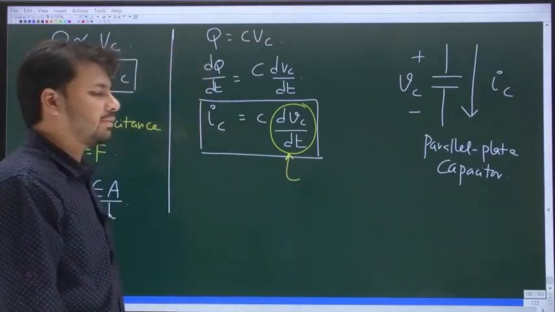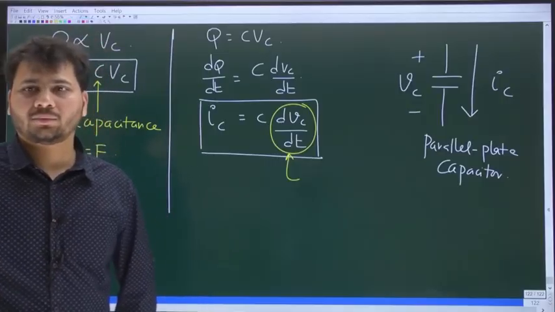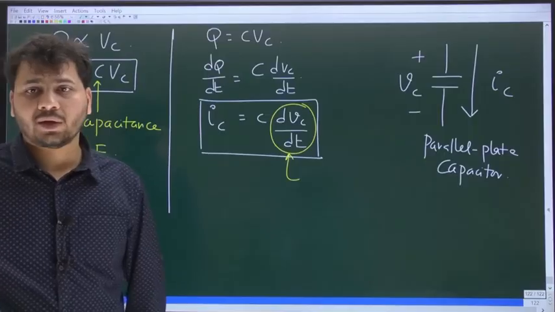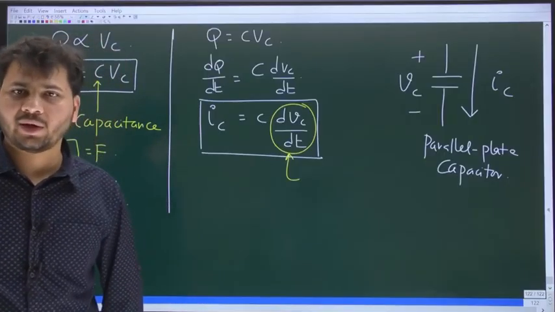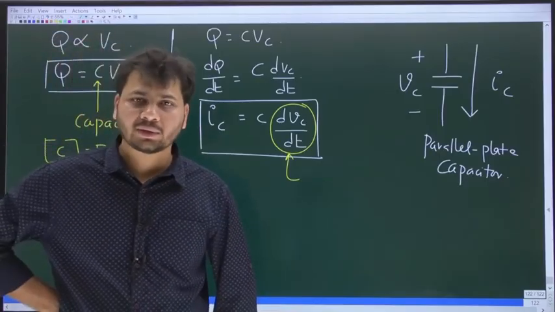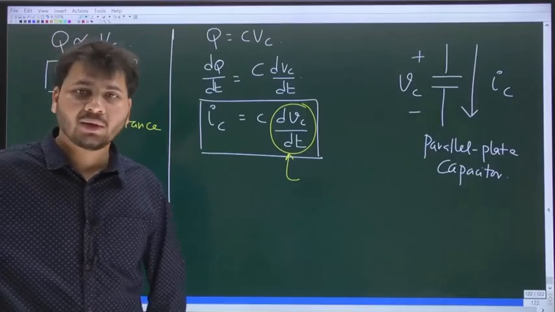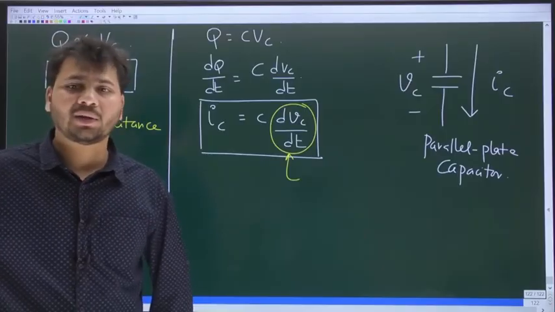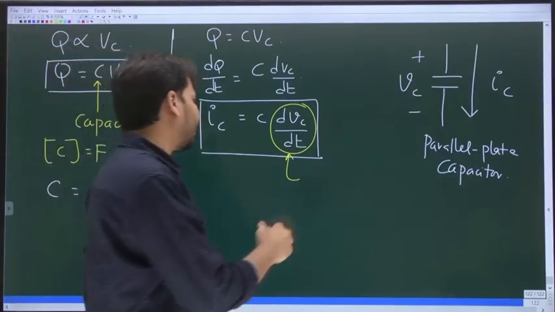What is the meaning of dVc by dt? d by dt of anything means rate of change. If I say dx by dt, it means rate of change of x. If I say dy by dt, it means rate of change of y. And now we have dVc by dt. Is it not the rate of change of voltage across the cap? That's all.